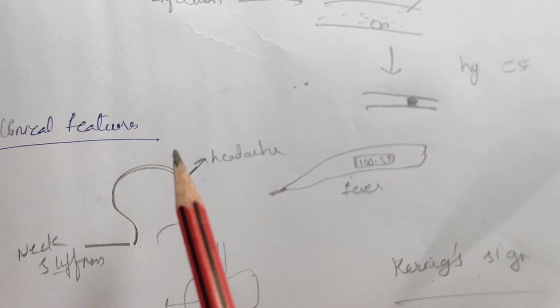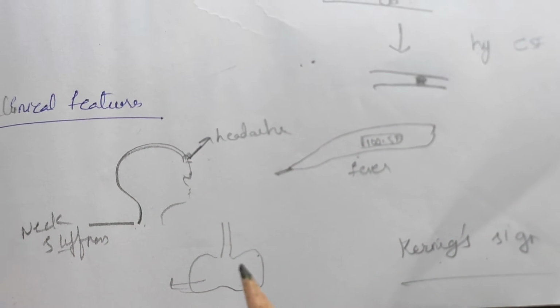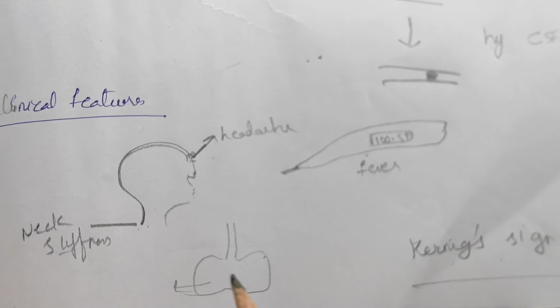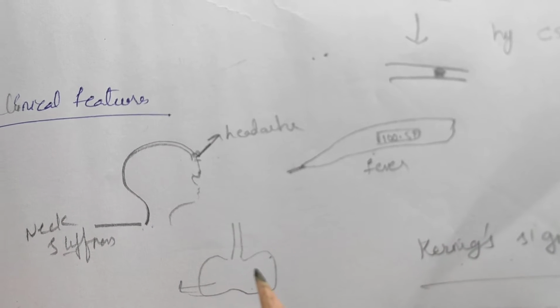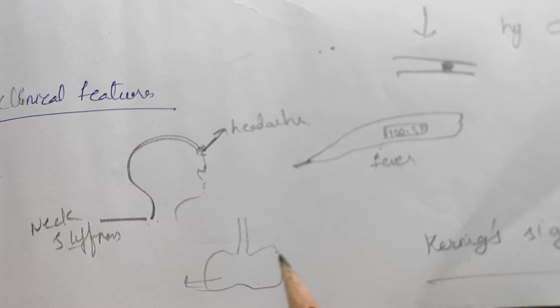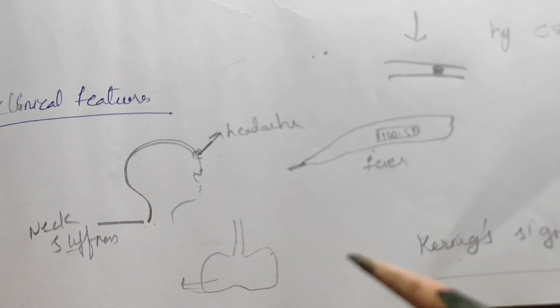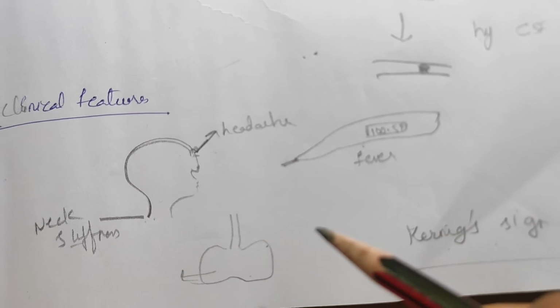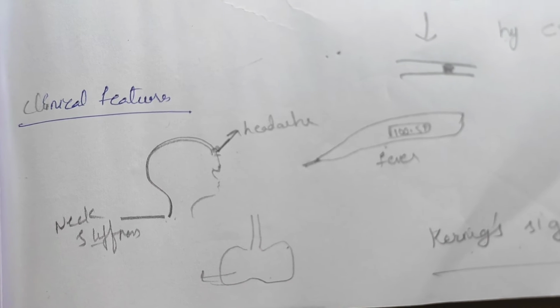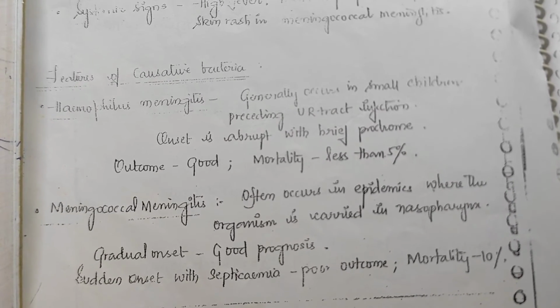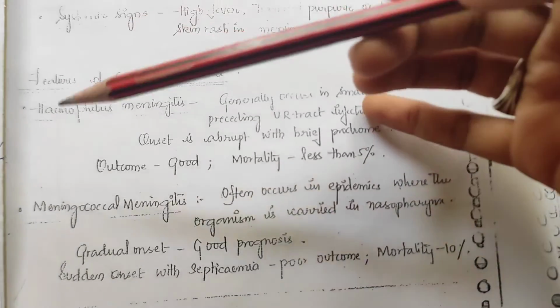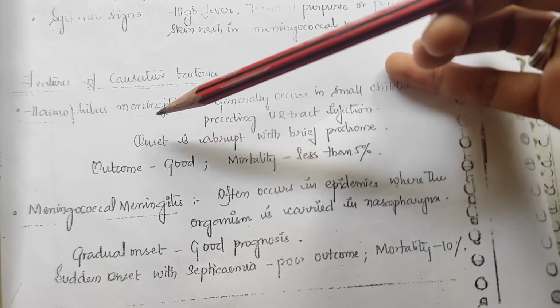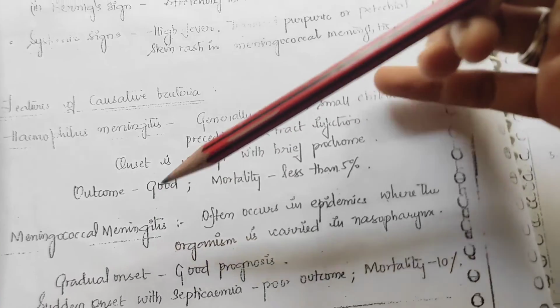Next, the signs which the doctor will identify: high fever is seen in the patient, and skin rashes are seen in meningococcal meningitis. Next, based on the features of the causative bacteria, meningitis is divided into three types: Haemophilus meningitis, meningococcal meningitis and pneumococcal meningitis.